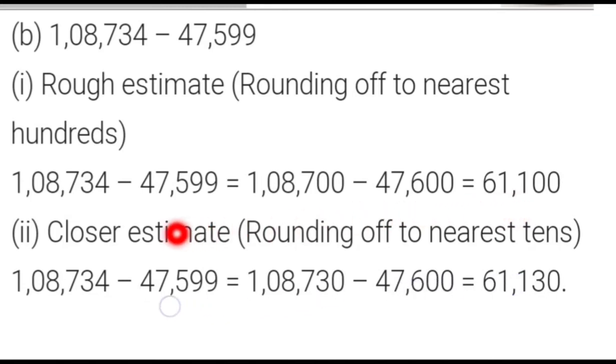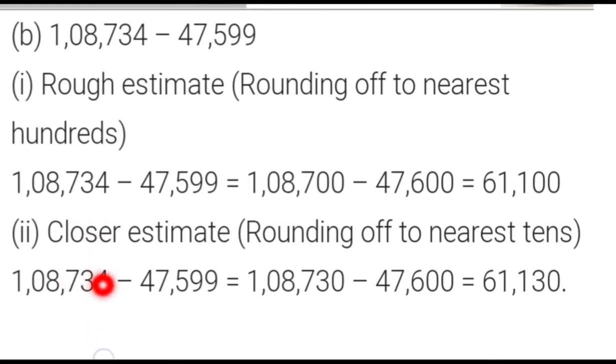61,100. Now students, let us do the same question by taking a closer estimate. And how can you take a closer estimate? You can take the closer estimate by rounding off the numbers to the nearest tens, so that we can get a very close answer to the actual answer. So let us now round off to the nearest 10. The numbers which are there in the place of lakhs, thousands and hundreds will be written as it is. We will be rounding only 34.